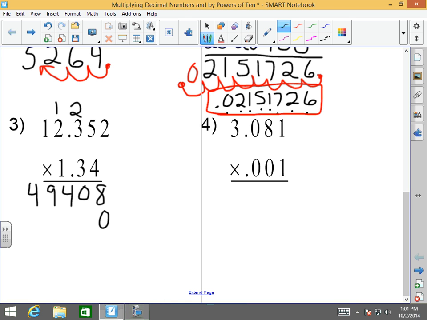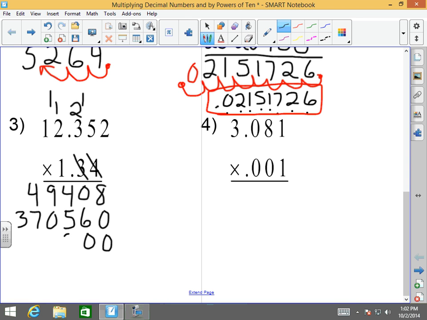Skip a spot because I already used the 4. 3 times 2 is 6. 3 times 5 is 15. Carry the 1. 3 times 3 is 9 plus 1 is 10. Carry the 1. 3 times 2 is 6 plus 1 is 7. 3 times 1 is 3. Then I skip 2 spaces now because I already used the 4 and I already used the 3.